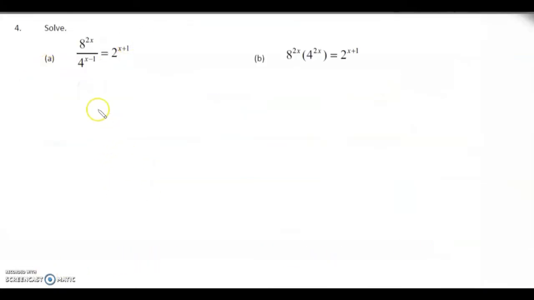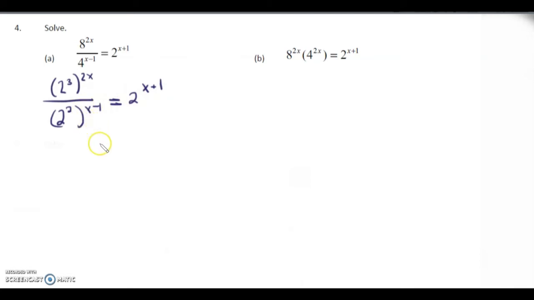Okay, so number 4 gets a little bit more complex. So now we're dealing with exponent laws, with more exponent laws with changing base. So when I take a look at this equation, I notice our bases are 8, 4, and 2. I'm going to change every single one of these to a base of 2. So this is 2 cubed to the 2x over, so we have 4, which is 2 squared to the x minus 1 equals 2 to the x plus 1.